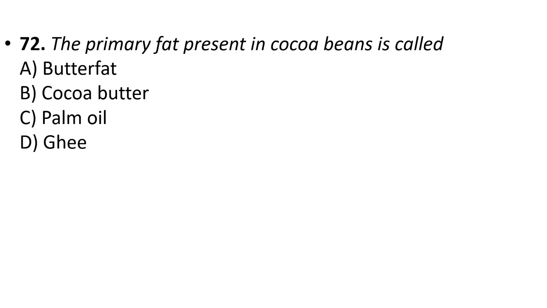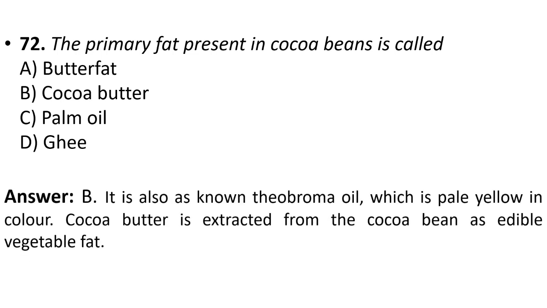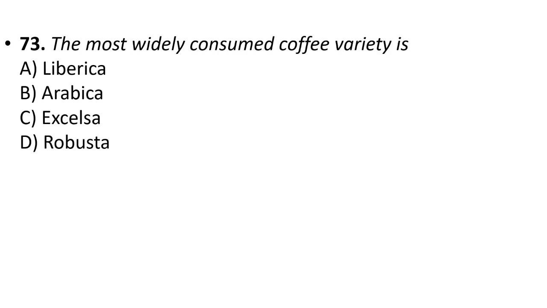72. The primary fat present in cocoa beans is called butterfat, cocoa butter, palm oil, ghee. Your answer is option B, cocoa butter. It is also known as theobroma oil, which is pale yellow in color. Cocoa butter is extracted from the cocoa beans as edible vegetable fat.